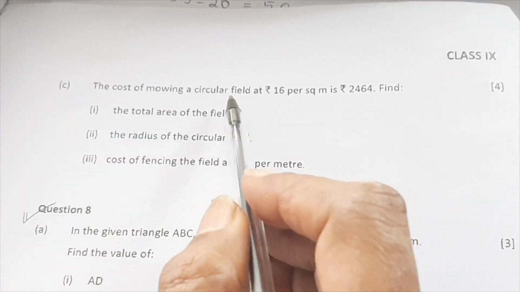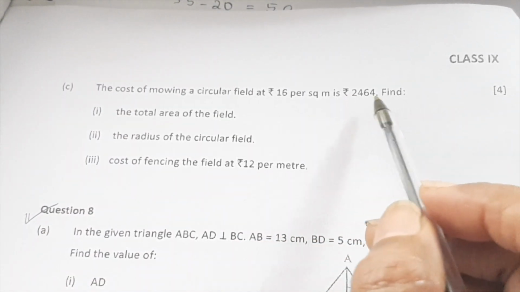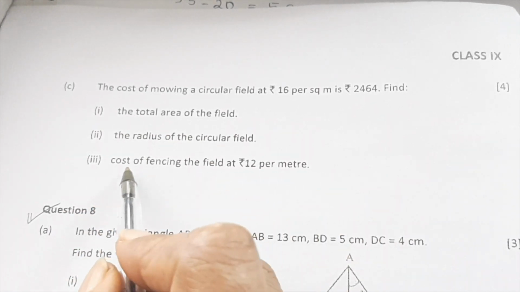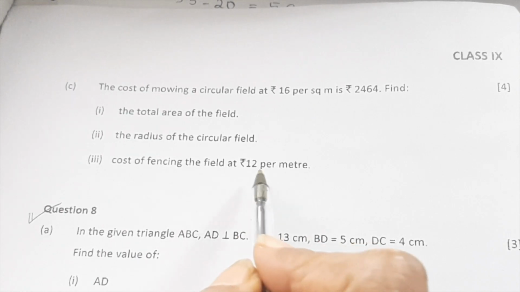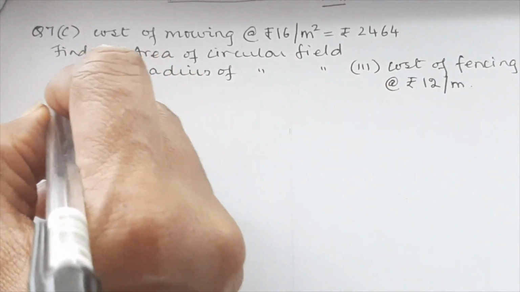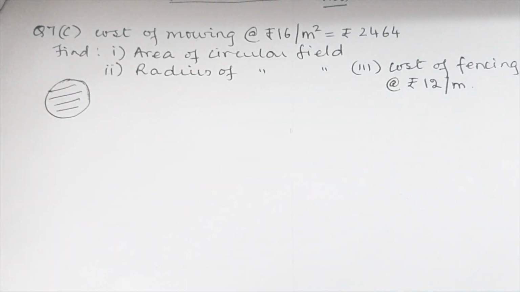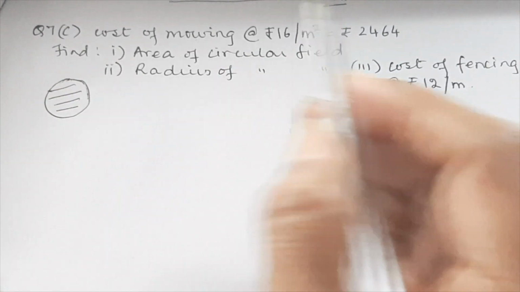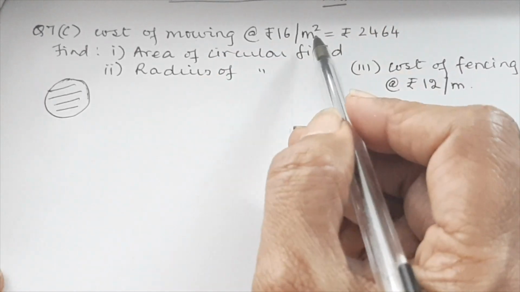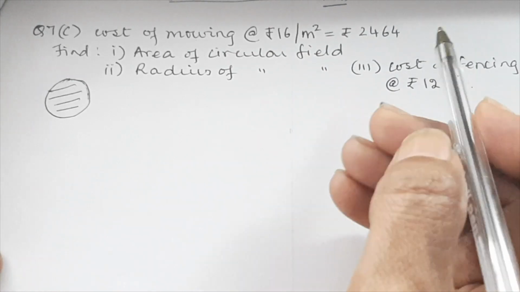The cost of mowing a circular field at rupees 16 per square meter is rupees 2464. Find number 1, the total area of the field, the radius of the circular field, and the cost of fencing the field at rupees 12 per meter. So we write down the data, and remember it's a circular field. So I'll just show a diagram like this, and this is the area to be mowed, and that area for mowing costs 2464 rupees. So if I want the area, I'll say 1 meter square costs 16 rupees. So these many rupees will be for how many square meters?